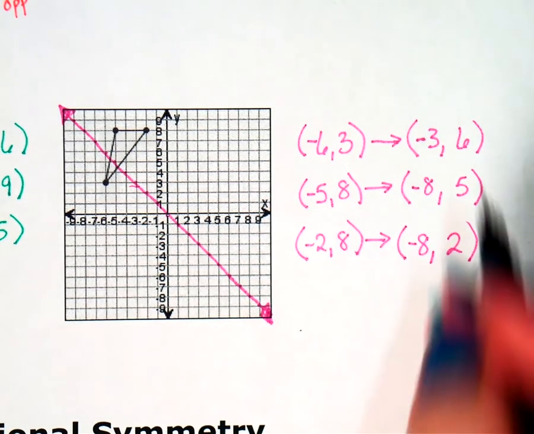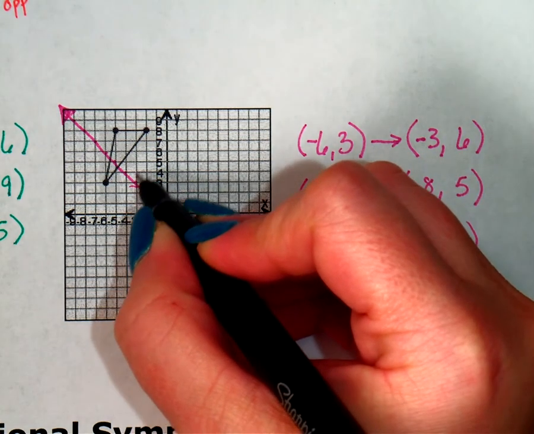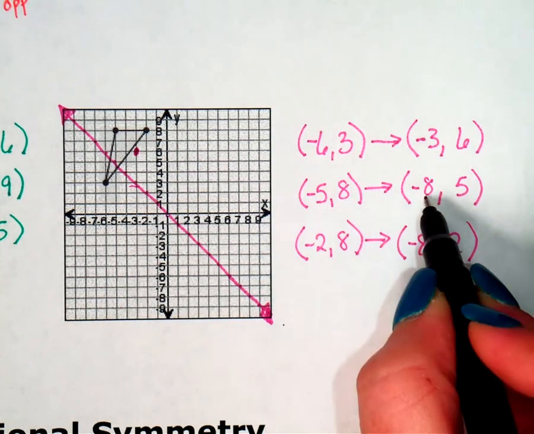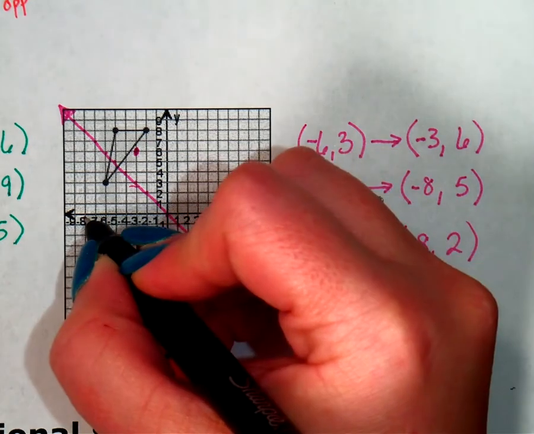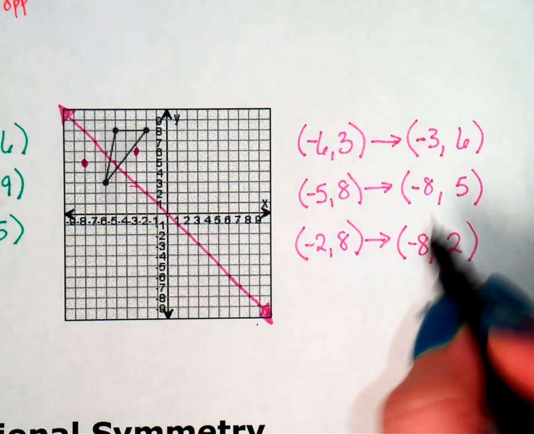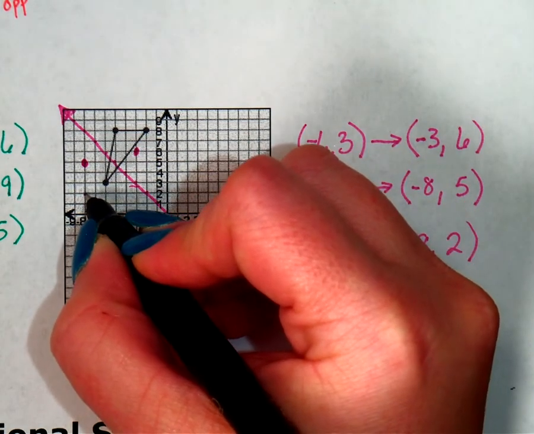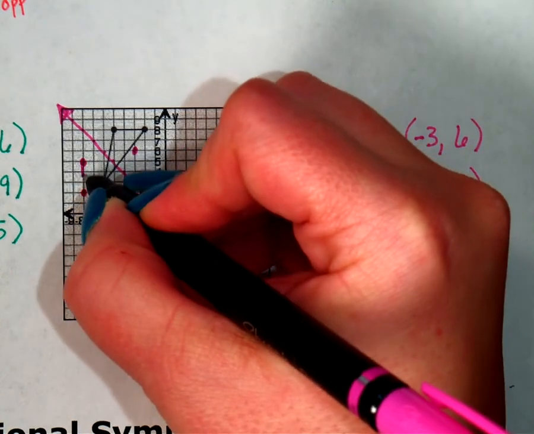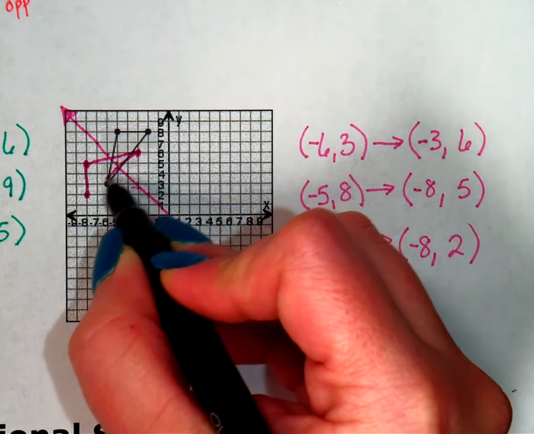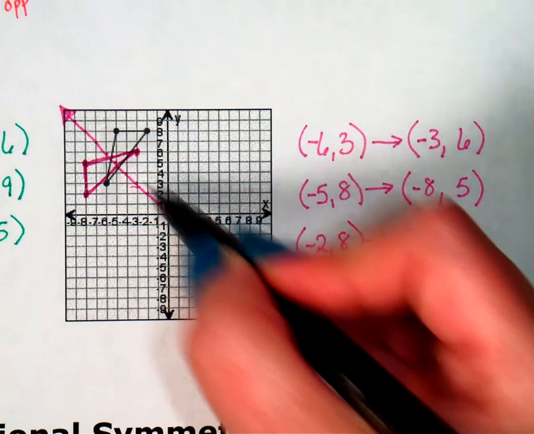I'm going to have negative 3, positive 6. I'm going to have negative 8, positive 5. And I'm going to have negative 8, positive 2. Here is my new image that has been reflected across this line.